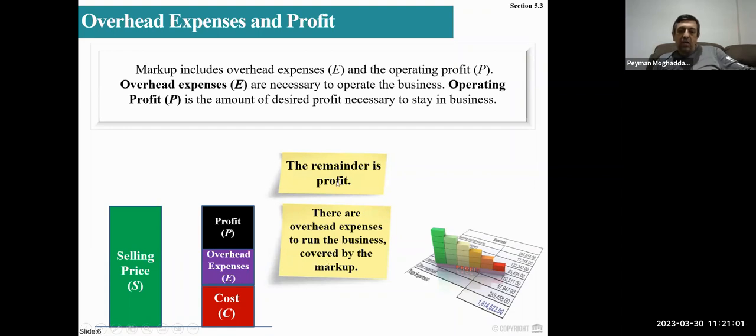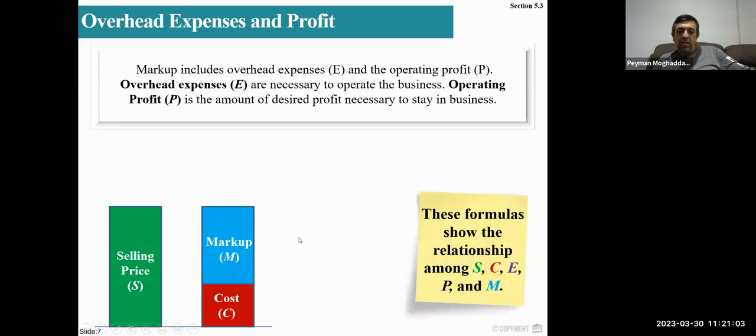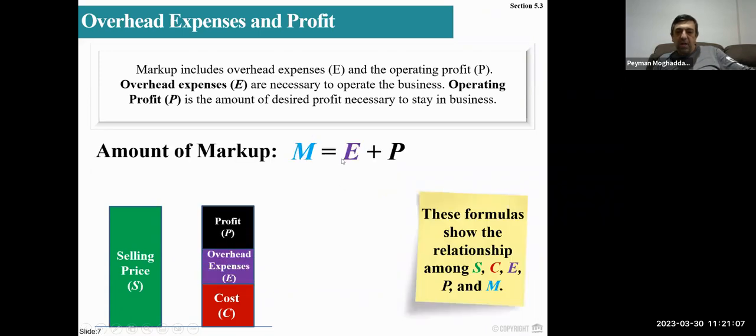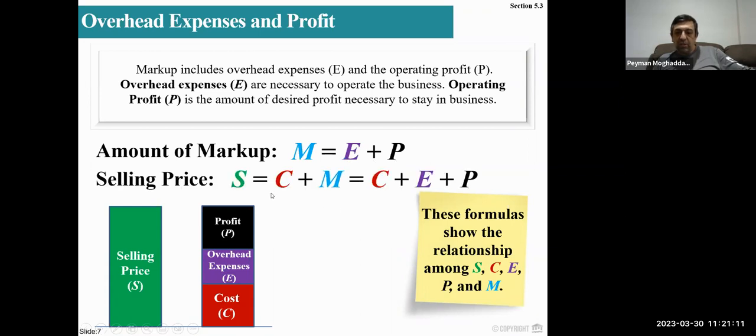So that's how it consists. So markup is going to be overhead expenses plus profit, and selling price is going to be cost plus overhead expenses plus profit. So that's basically how the thing is structured. Okay.